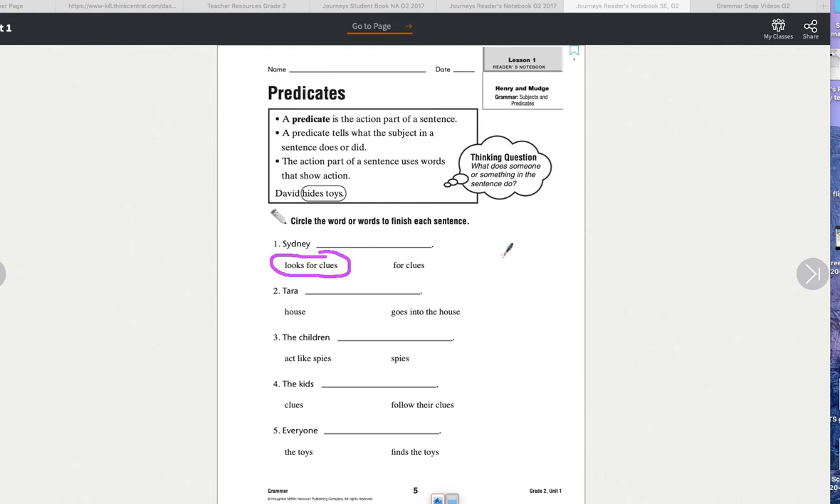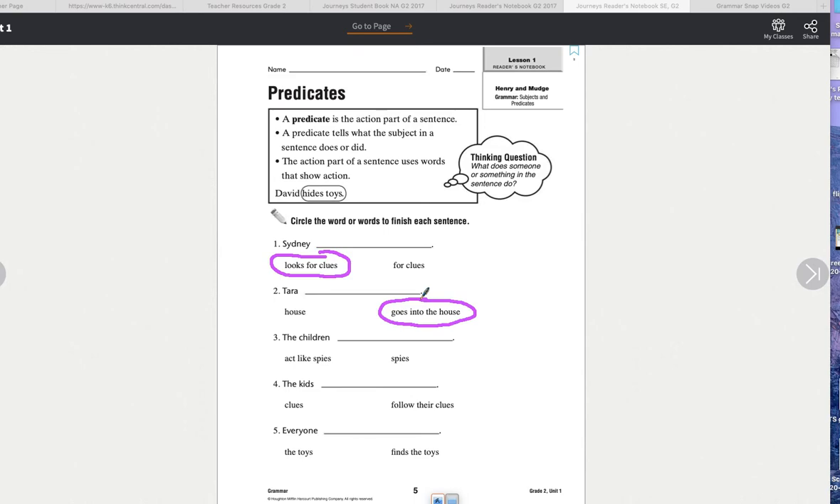Which do you think is the better predicate, Kaden? Tara house or Tara goes into the house? Which one is the better predicate? Goes into the house is the better predicate. If I say those words all together, Tara goes into the house, then that's a full sentence. So what should you be doing right now, Kaden? We're circling it, buddy. Okay.